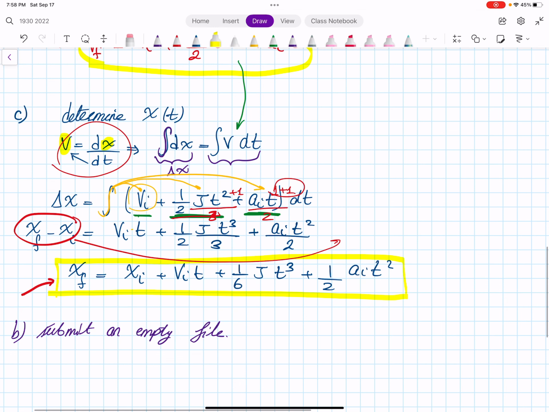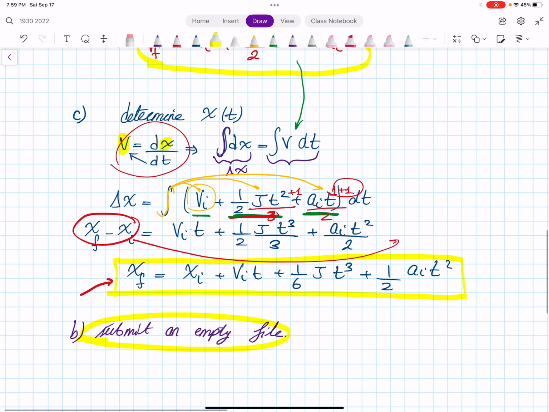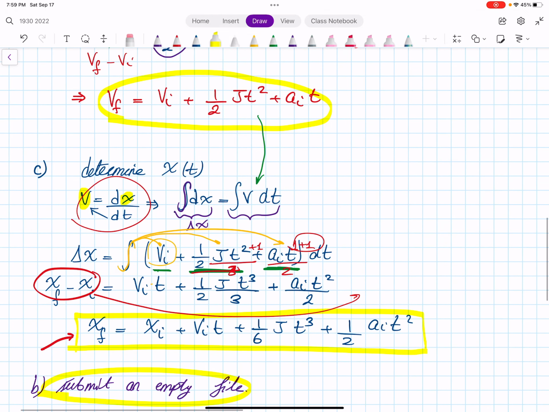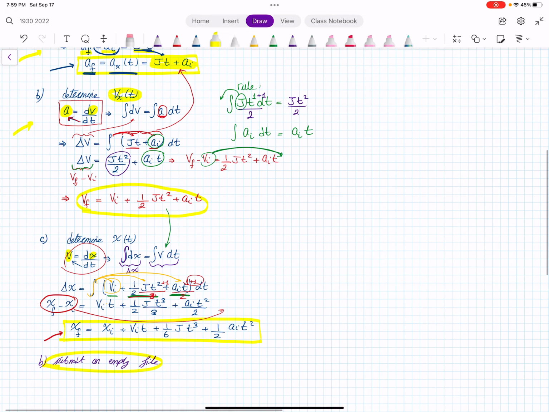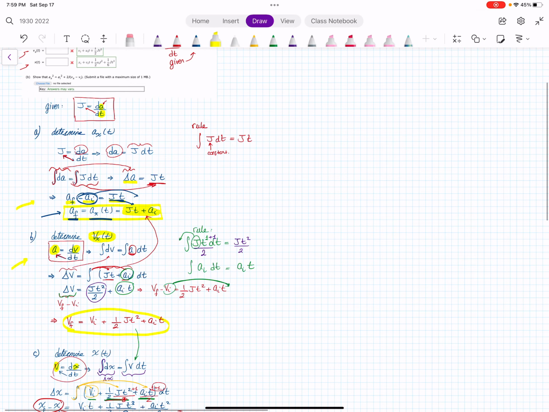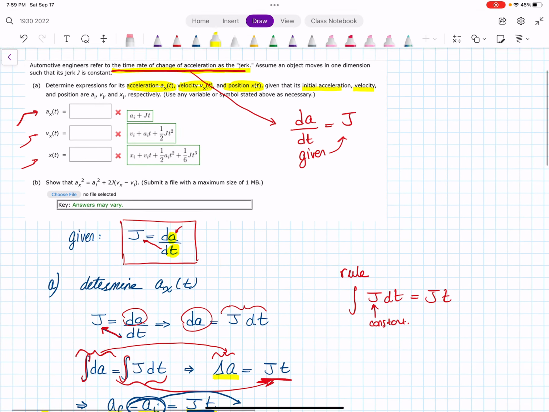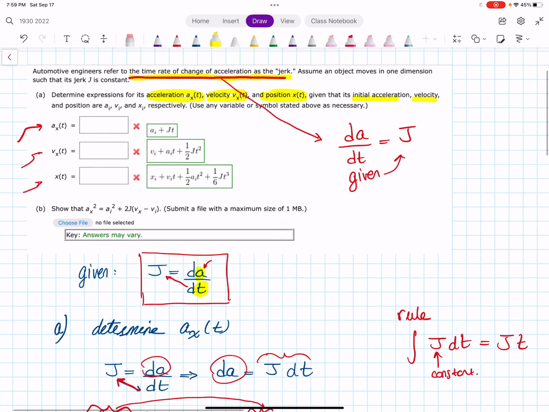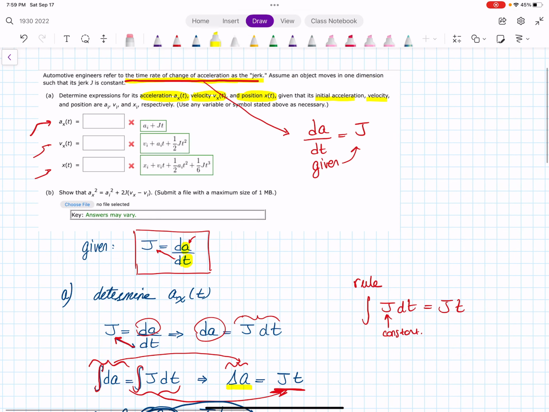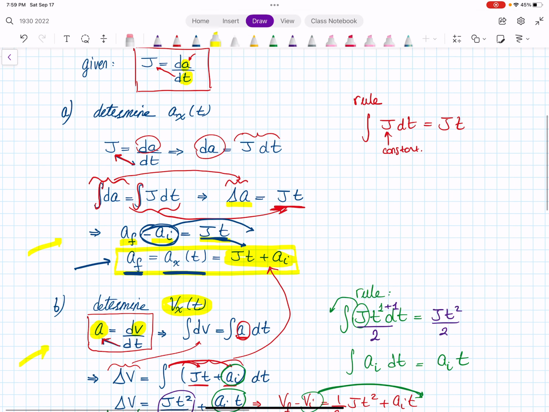For part B, I'm not going to hold you responsible for part B, everybody. Just submit an empty file. This is the end of the problem. We already went over it in the classroom, so I don't want to spend too much time on it. All right, let me just scroll down if you want to take a picture.